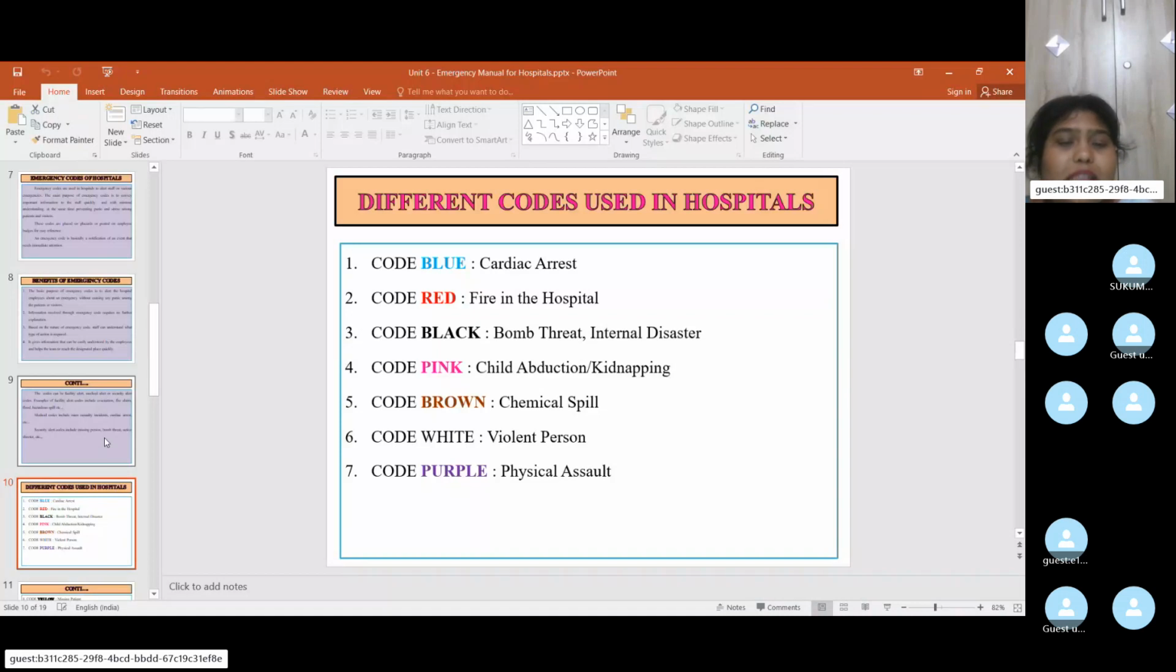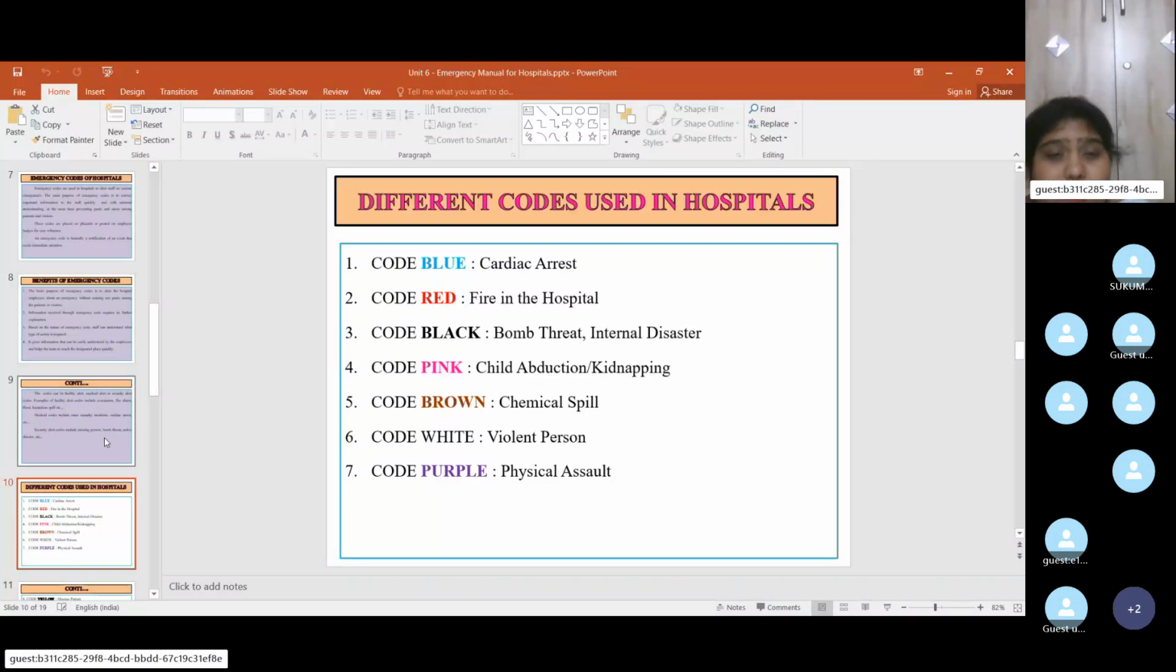So first code is code blue. Code blue is for cardiac arrest. Whenever a patient has cardiac arrest, or is gasping for air, meaning has difficulty in breathing in and breathing out, then this code is activated, wherein the staff is not able to control the situation or support the client by medication or something. And the code blue is especially for starting resuscitation for the patient.